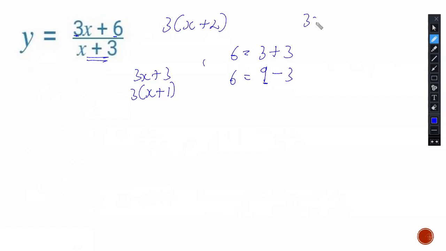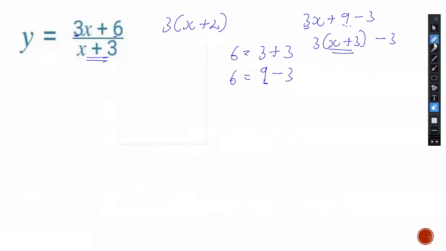Check this out. If I have 3x plus 9 minus 3, now I can actually factor out the 3 from 3 and 9. And then this will be 3 and then x. And then if we factor out 3 from 9, we have 3 and then minus 3 like that. But then look at what we have created here, x plus 3, which means it will cancel out with that x plus 3. So this is how we are going to solve this.